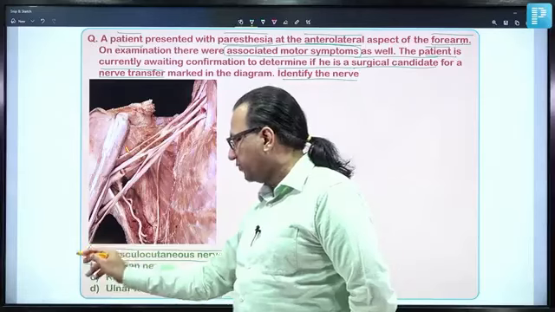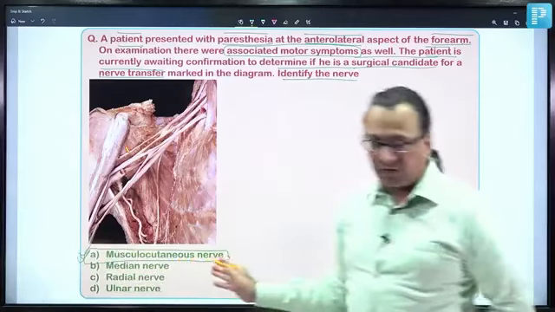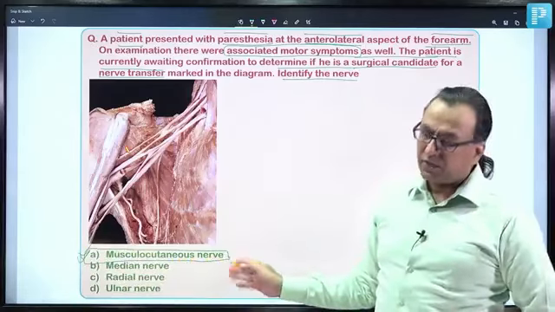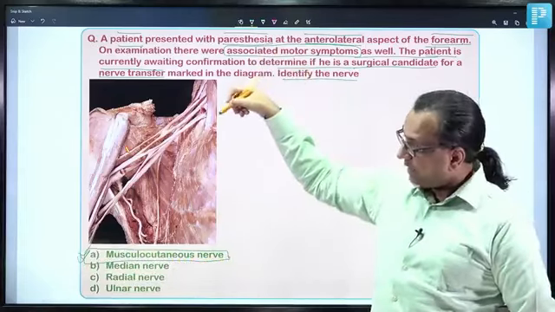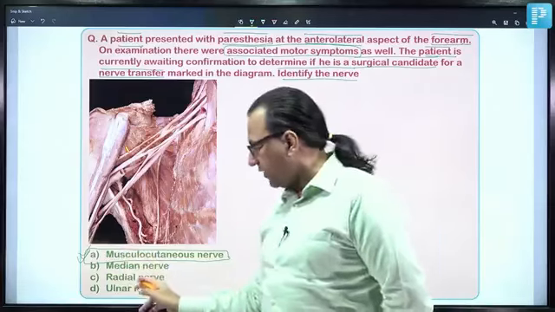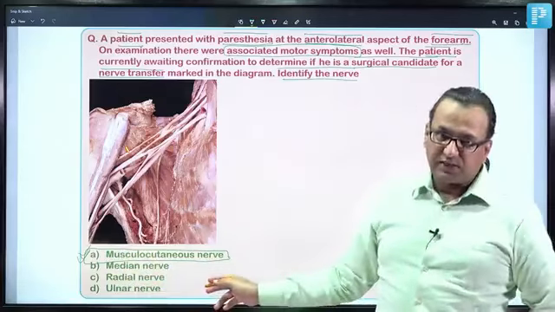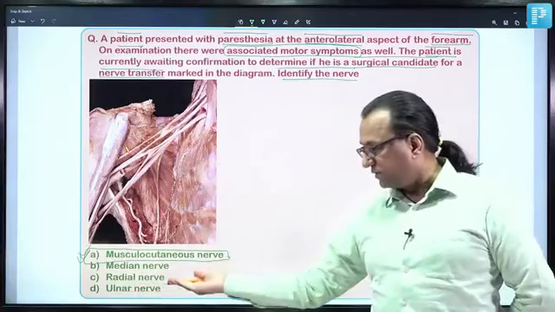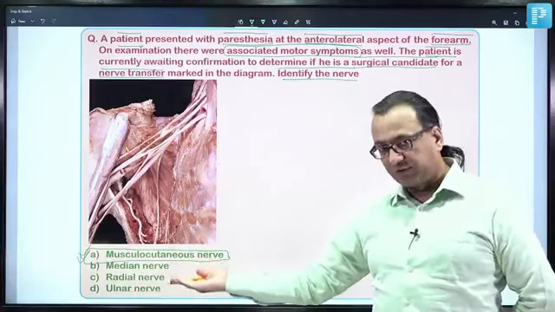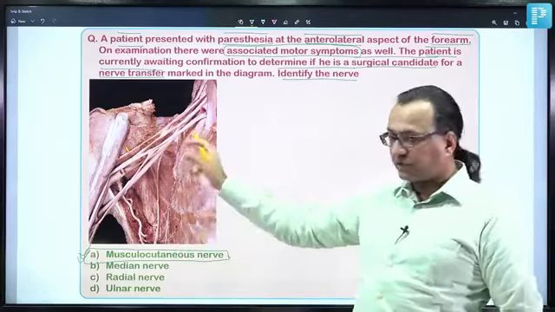But then we have to discuss some details of the nerve. How did you identify it? Of course, along with the clinical features, but how did you identify in the diagram? And what about the median nerve, radial or ulnar nerve? If next time the question changes, how will I identify the other nerves given by the brachial plexus? And for that, let us zoom this diagram.